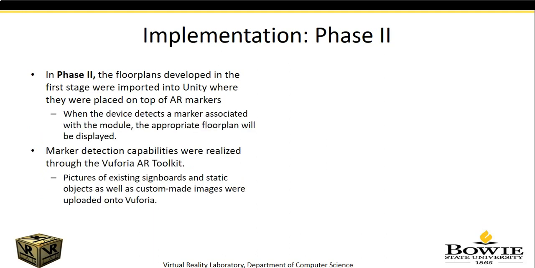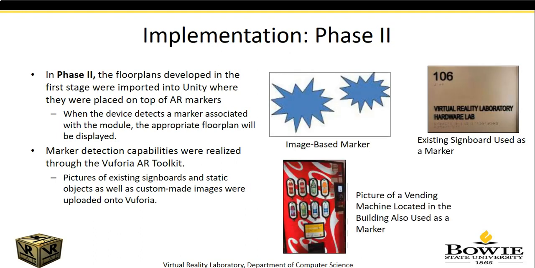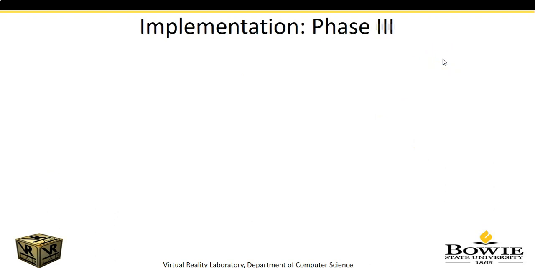In phase 2, the floor plans were imported into Unity, where they were situated on top of the markers, so that whenever the module detects one of the markers, a floor plan is generated. Marker detection capabilities were realized through the Vuforia AR toolkit. The markers shown here on the right were uploaded onto Vuforia so that when the module detects any one of them, the appropriate floor plan can be shown.